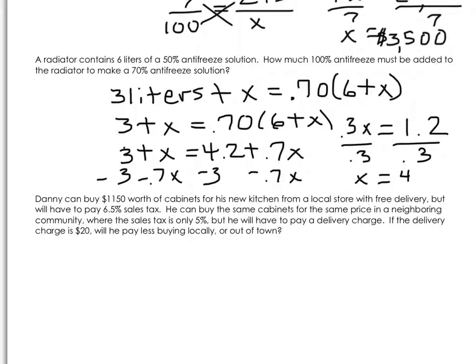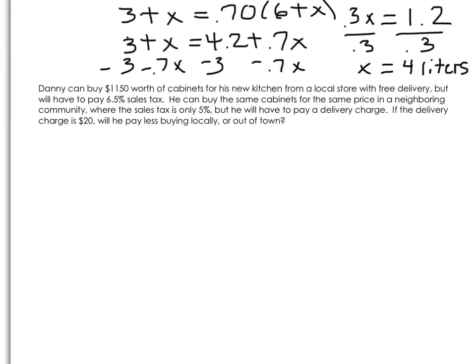4 liters. So we're going to add 4 liters of pure antifreeze. That will give us 10 liters of liquid altogether, and of that, 7 of those liters will be pure antifreeze. So the mixture will be 70% antifreeze.